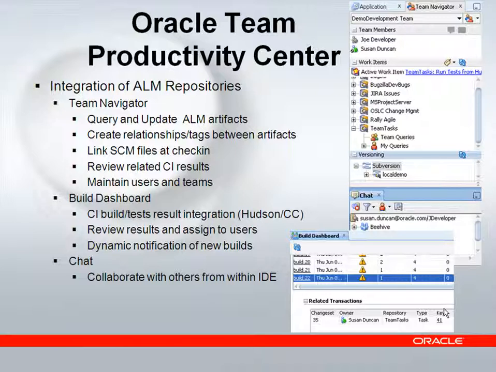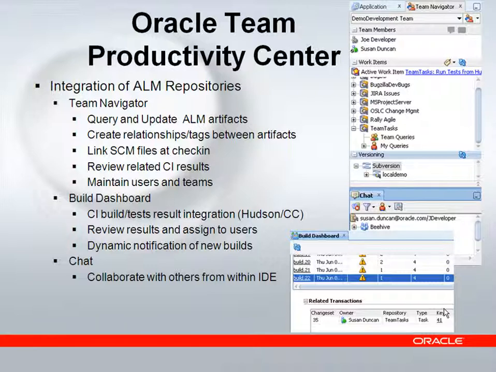Oracle's Team Productivity Center allows for integration of application lifecycle management repositories. This includes Team Navigator, where you can query and update ALM artifacts. You can create relationships and tags between artifacts, link software configuration management files at check-in, review related continuous integration results, and maintain users and teams.